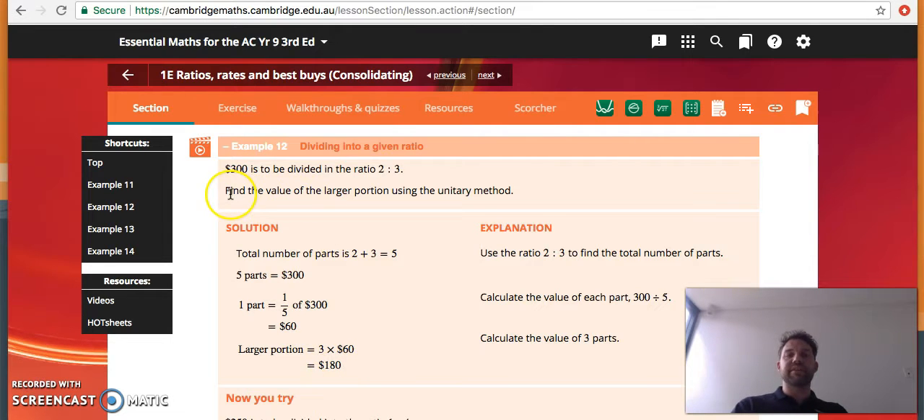The question here is find the value of the larger portion. So the larger portion is the 3 parts. 3 times 60 is 180.